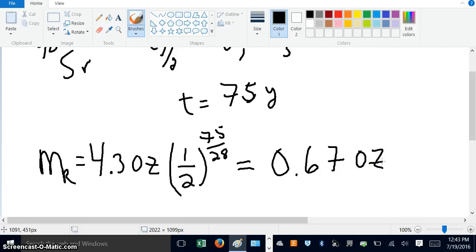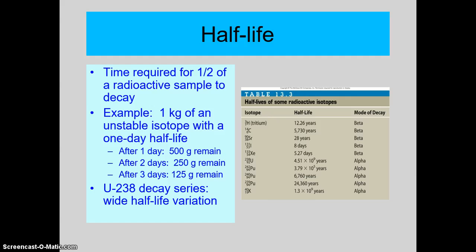All right, so there's another example of half-life, and so it goes for half-lives. I'm going to get back into this PowerPoint and try to finish this up.